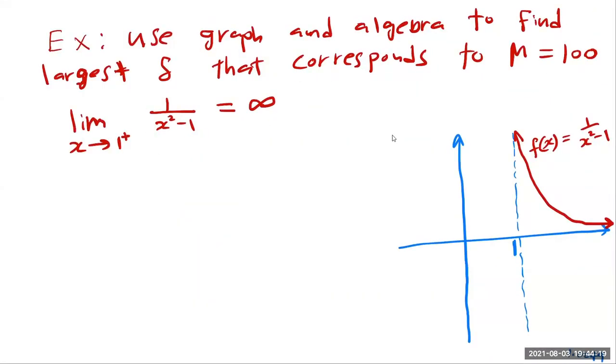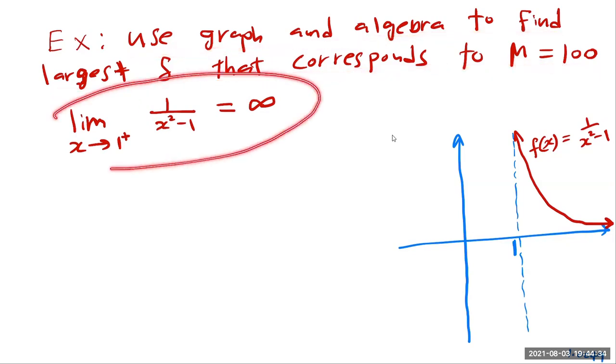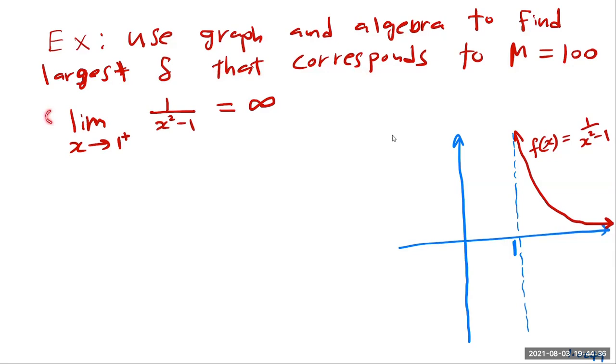All right, now let's look at an example. Okay, here is the example. Use graph and algebra to find the largest delta that corresponds to m is equal to 100. Here is the given limit statement. Okay, for this given limit statement, you need to find the largest delta that corresponds to m is equal to 100. How do we do that?